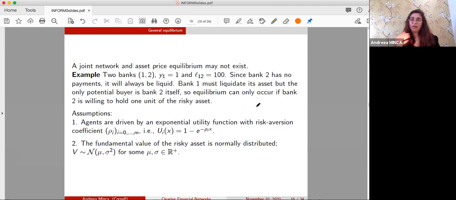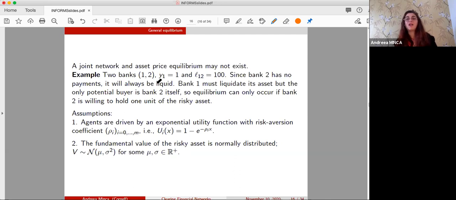So now a general equilibrium is an equilibrium in which we look at the same time at the price of the assets and the equilibrium payments among financial firms. To give an example, let's assume that we have two banks. The first bank holds 1 unit of this external asset, and it has a liability to the second bank of 100. Because the second bank has no liabilities, it will never need to liquidate anything. It's a net receiver. So it is bank one that needs to liquidate. But in this very simple example, the only buyer of the asset is bank two itself. So equilibrium can in fact only occur if bank two is willing to hold 1 unit of the risky asset.